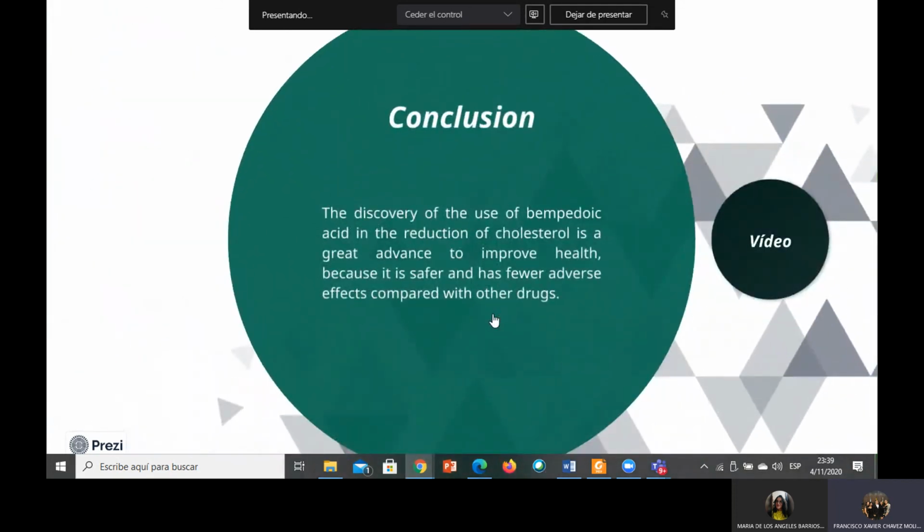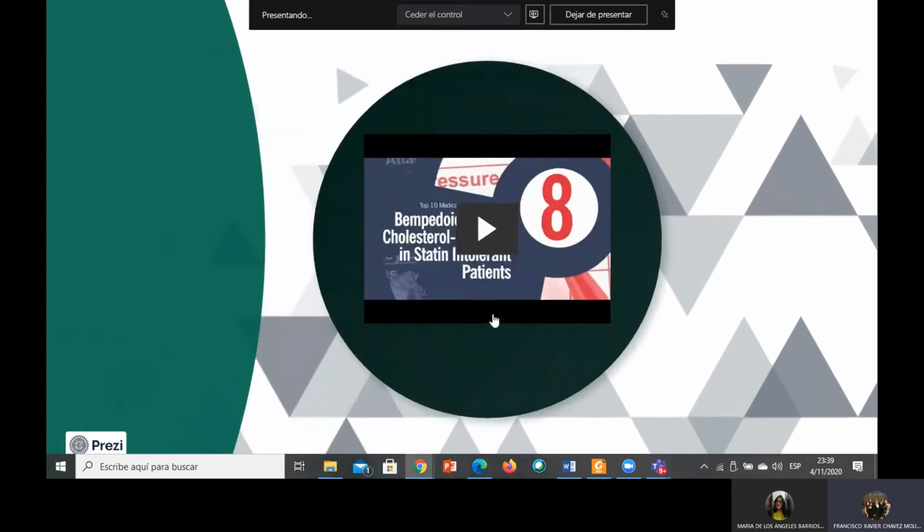Conclusion. The discovery of the use of bempedoic acid in the reduction of cholesterol is a great advance to improve health, because it is safer and has fewer adverse effects compared with other drugs.